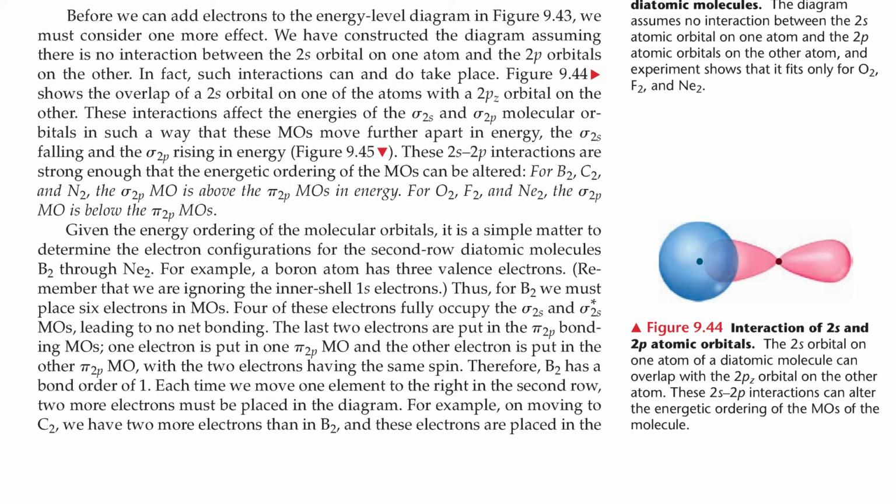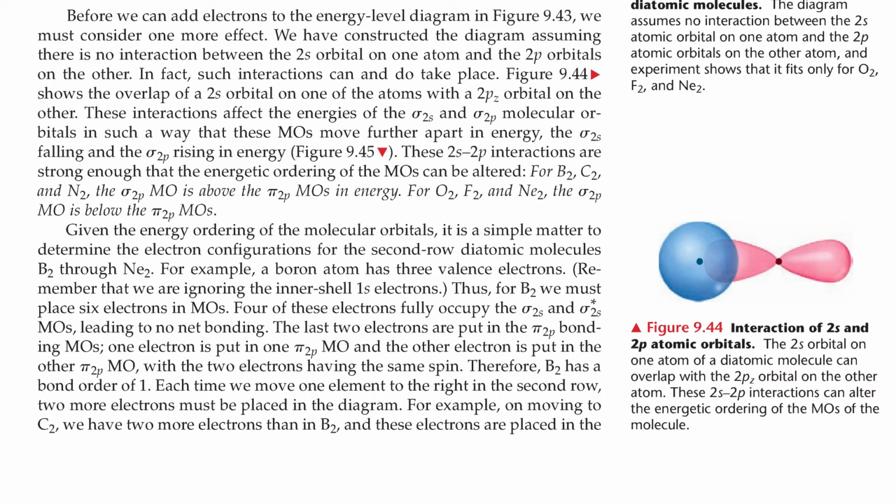Given the energy ordering of the molecular orbitals, it is a simple matter to determine the electron configurations for the second row diatomic molecules, boron through neon. For example, the boron atom has 3 valence electrons. Remember that we're ignoring the inner shell 1s electrons. Thus, for boron, we must place 6 electrons in molecular orbitals. 4 of these electrons fully occupy the sigma 2s and sigma star 2s molecular orbitals, leading to no net bonding. The last 2 electrons we put in the pi 2p bonding molecular orbitals.